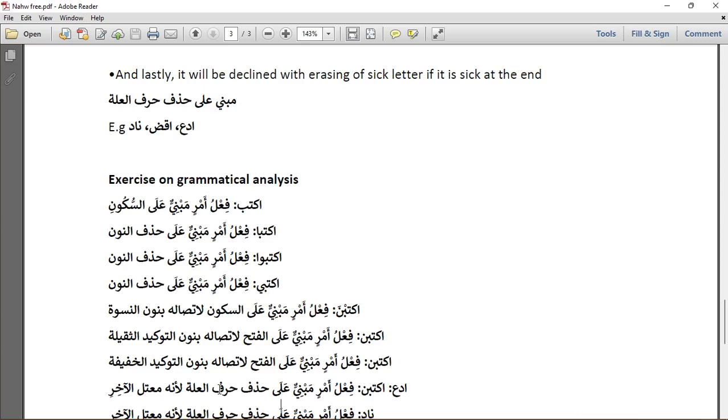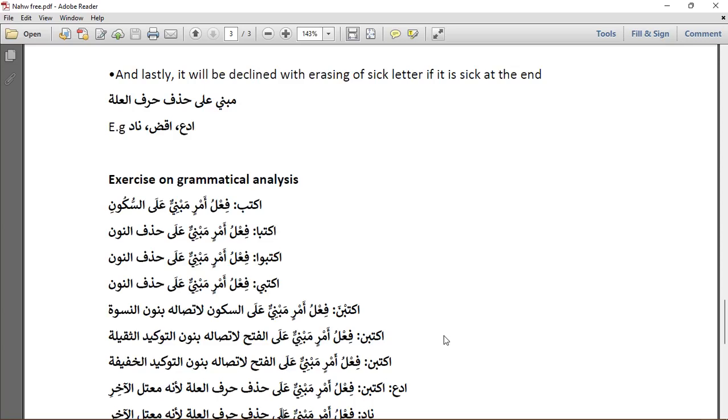So then for the ones where we erase the weak letters, we have ud'u from da'a yad'u. We remove the harf al-illa and the harf al-mudara. We have ud'u. We say fi'lu amri mabniyu ala hadfi harf al-illa. Why? Li'annahu mu'tal al-akhir. Mu'tal al-akhir means weak at the end.